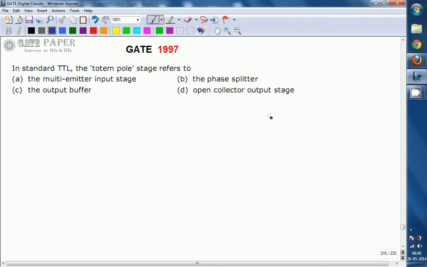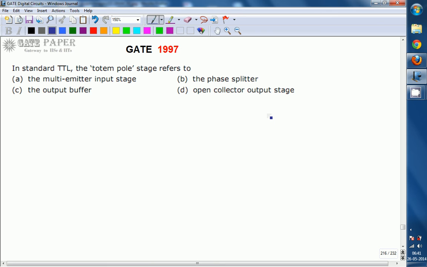Hello, we are discussing the GATE 1997 ECE paper, and the topic is related to digital circuits. In standard TTL, the totem pole stage refers to: A, multi-emitter input stage; B, phase splitter; C, output buffer; D, open collector output stage.